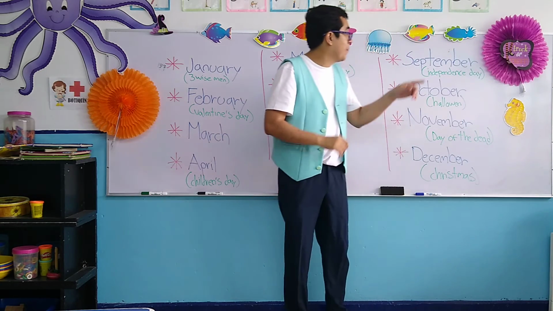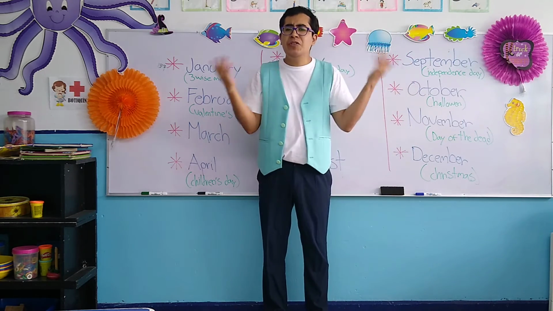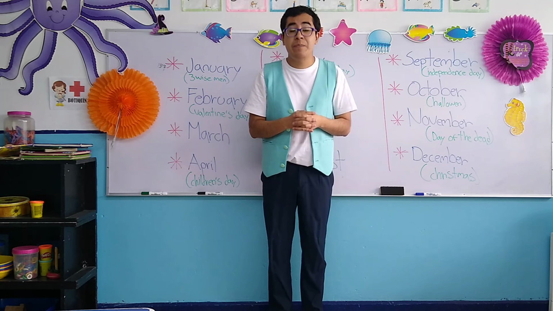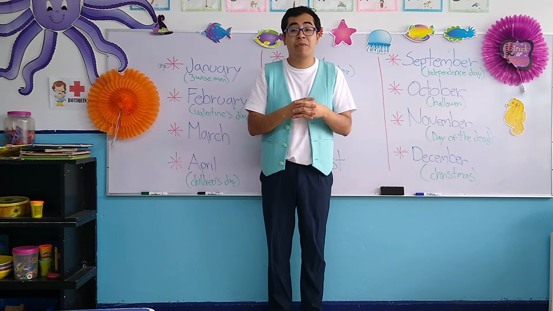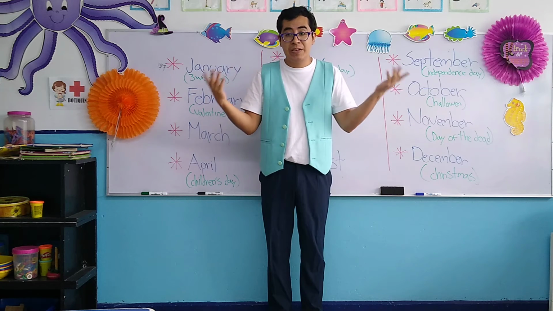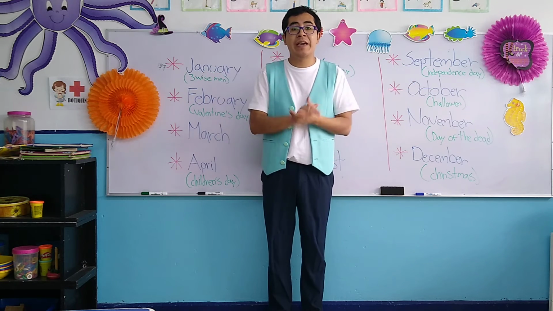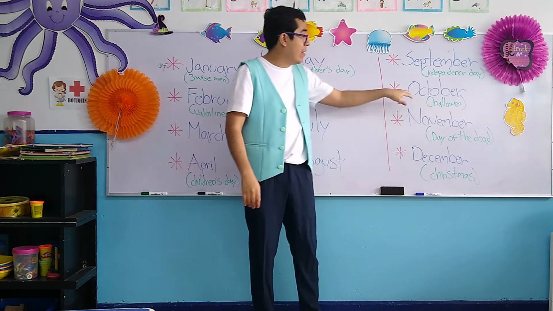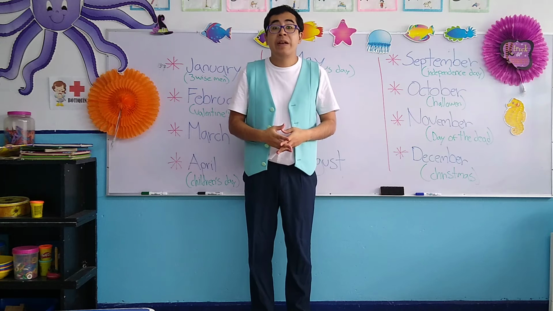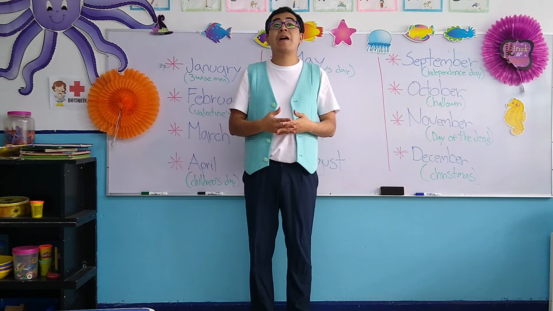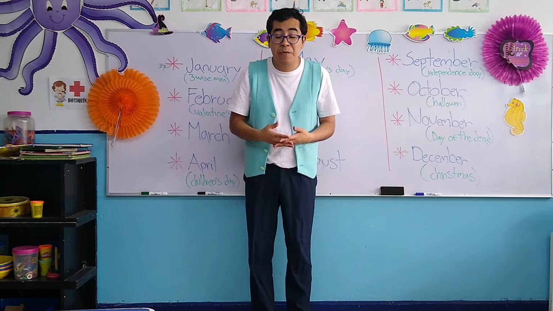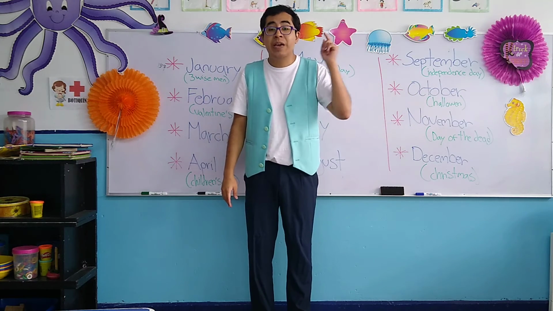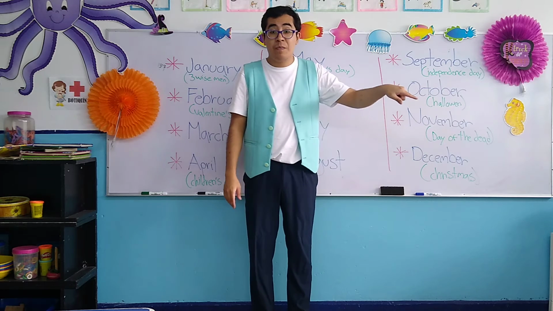Let's continue. September. Now, teacher, what happens in September? On September, we have Independence Day, the celebration of Mexico, Mexican Independence Day. El Día de la Independencia de México happens in September. Now, let's continue. October. Now, on October, we have the Halloween celebration, okay? The Halloween celebration occurs and happens on October.